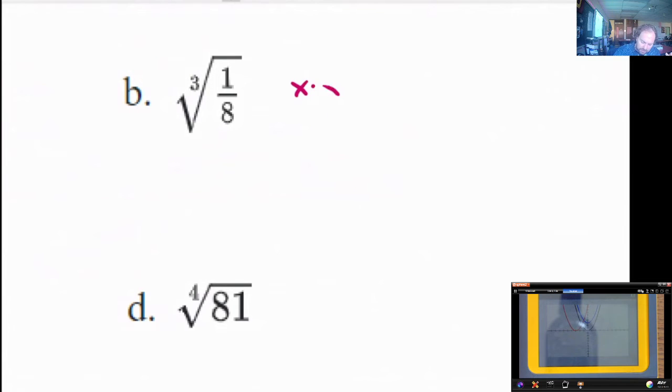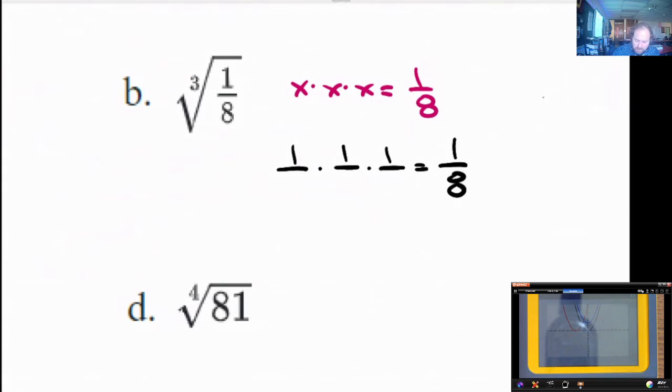What number times itself 3 times is equal to 1/8? I mean, maybe you recognize the relationship between 2 and 8 that we've already used once today in the class, but this has got to be a fraction there. So I think the key here is it's got to be 1 over something times 1 over something times 1 over something, which is 1/8. And then you really just got to focus on the number, like that. And the number there is 2, 1/2, 1/2, 1/2. This is 1/2.